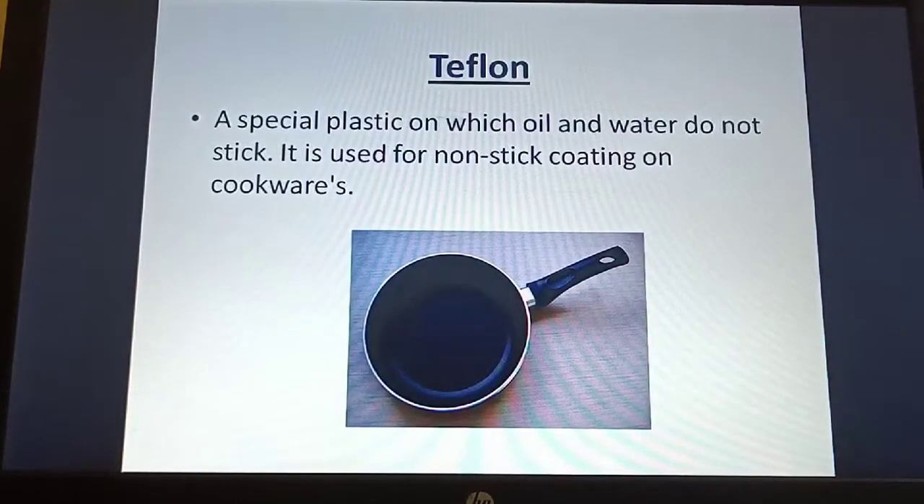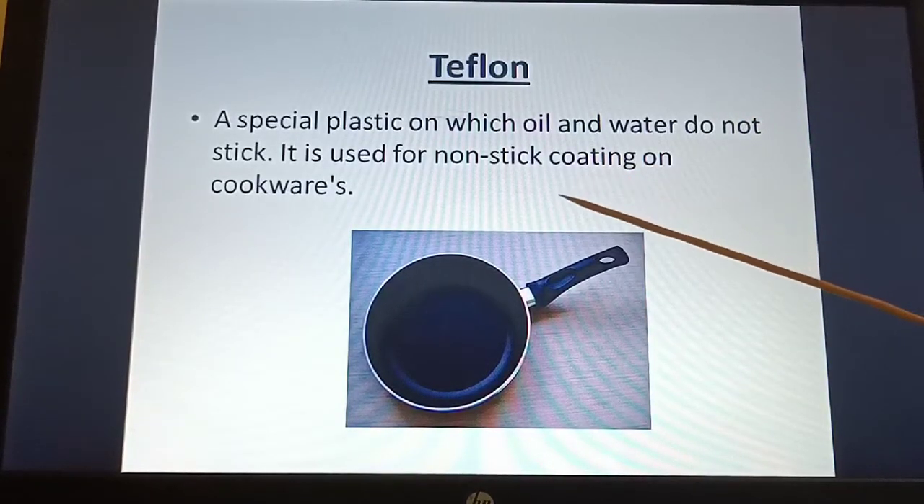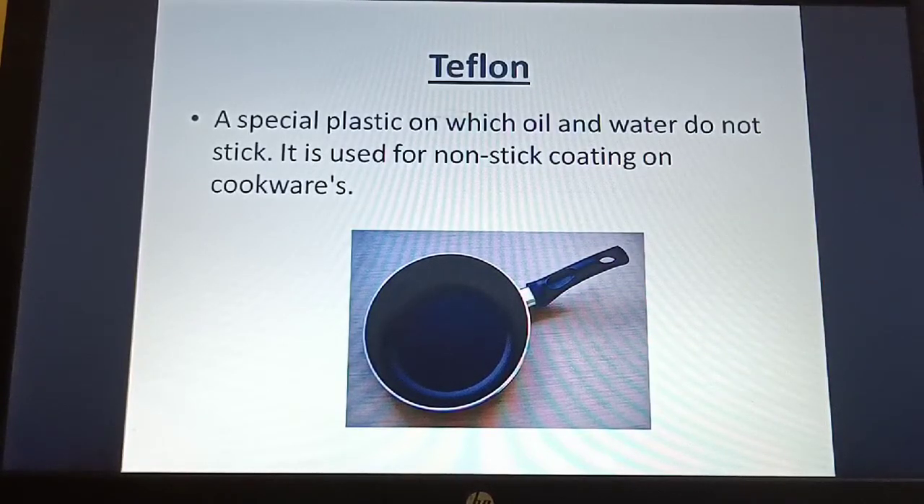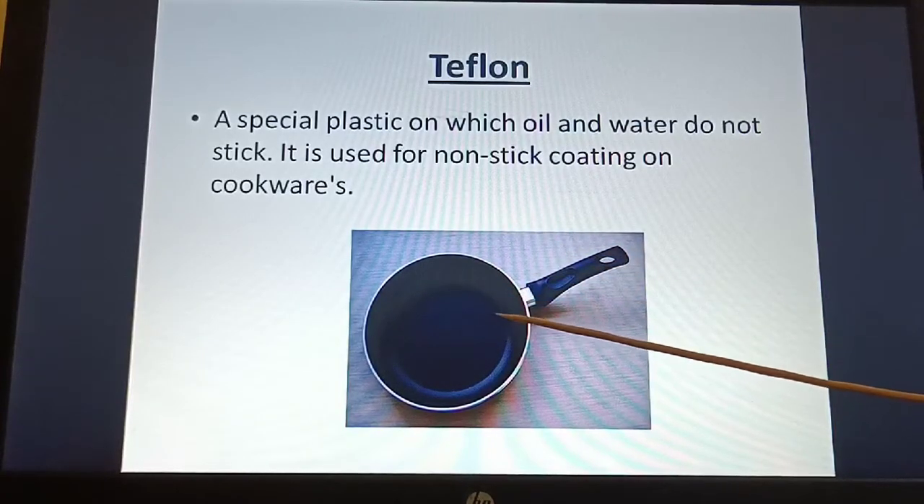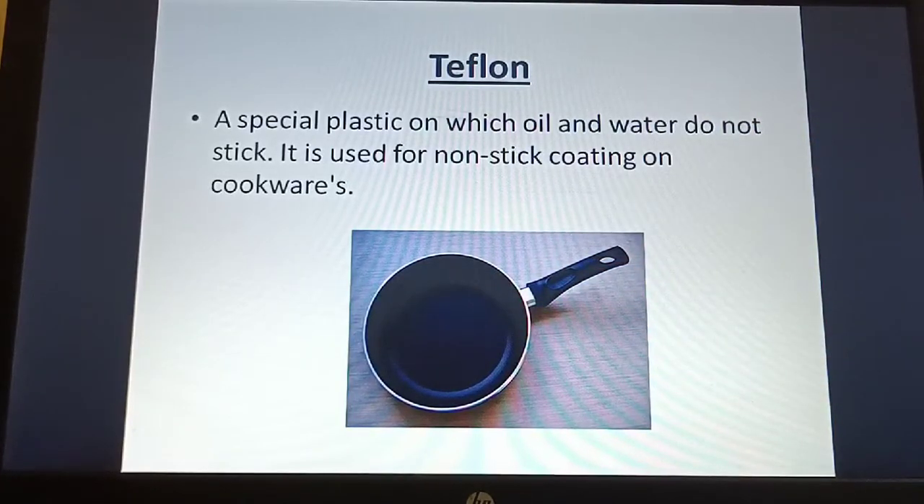Next, another type of plastic is Teflon. If you see here, this is made up of Teflon. It is a special plastic on which oil and water do not stick, okay? Whatever mother prepares, oily things or any water, it will not stick on this. So we call this non-stick coating on cookware, okay? Teflon is used for non-stick coating on cookware. Nothing will be stuck to any utensils that are made up of Teflon.